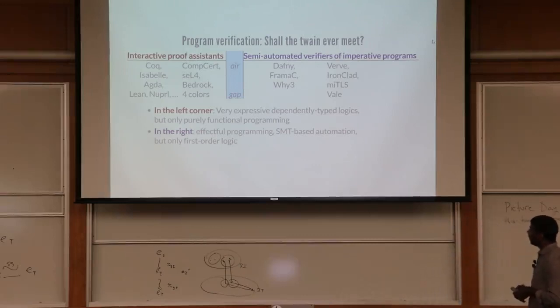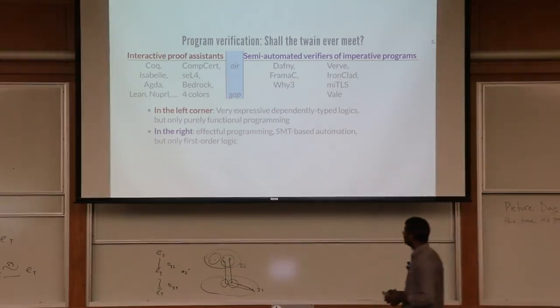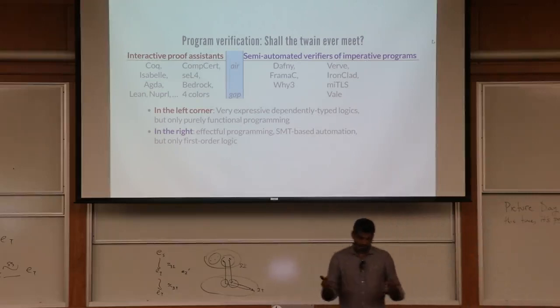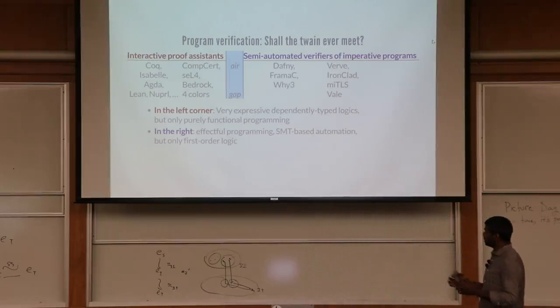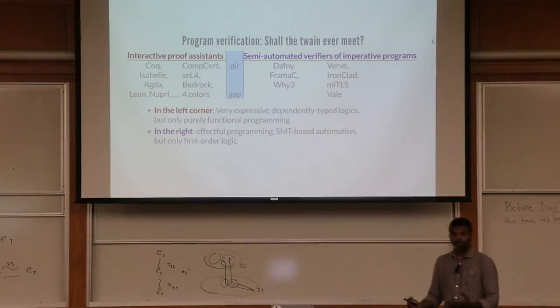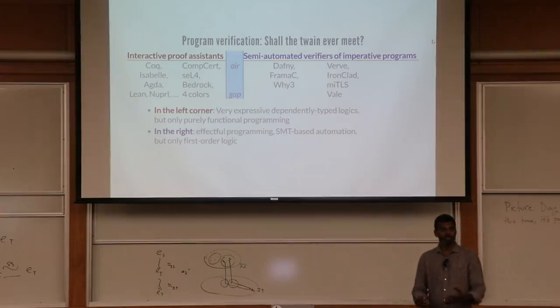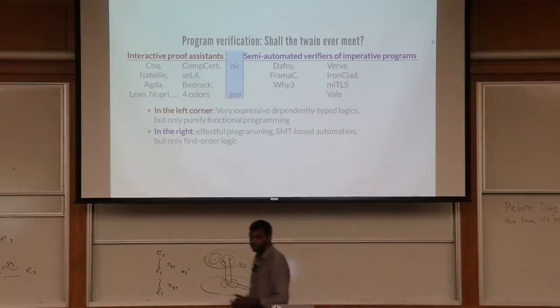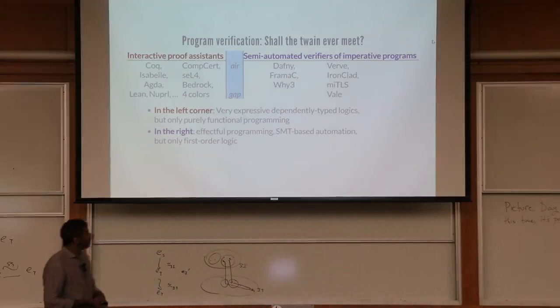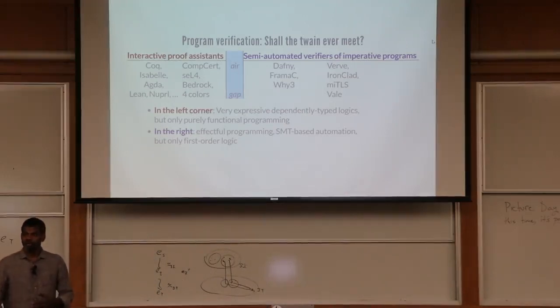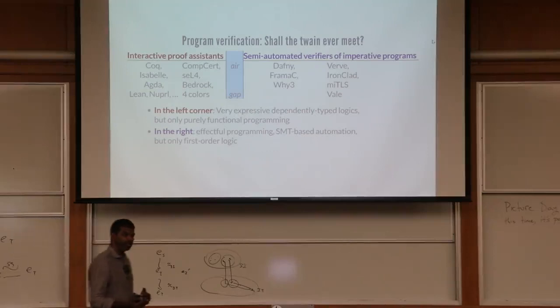On the other side, you have semi-automated verifiers of imperative programs. Here, the general characteristic, things like Dafny, the stuff that Rustan was telling us about yesterday, is that you have rather expressive programming languages. Effects are first-class citizens in these languages. You have exceptions, state, sometimes concurrency, asynchrony, these kinds of things. They're built into the language. But the logics that you have to reason about programs are relatively impoverished. You have first-order logic extended with theories like arithmetic and so on.